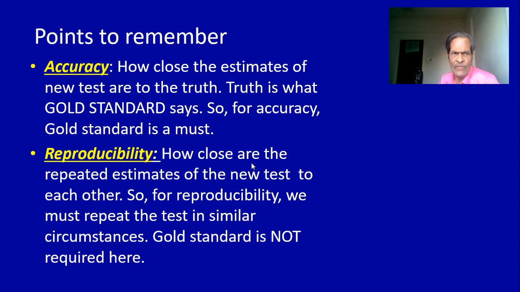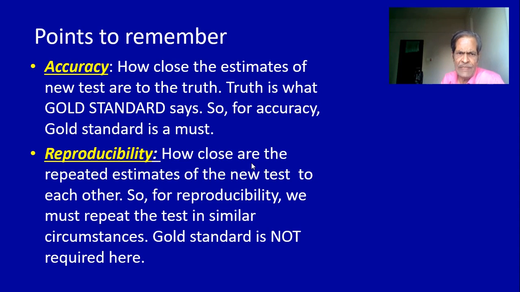The accuracy of the test is how close the estimates of the new test are to the truth, and the truth is what the gold standard says. So for accuracy, the gold standard is a must. For commenting on or determining the accuracy of the test, the gold standard is a must.